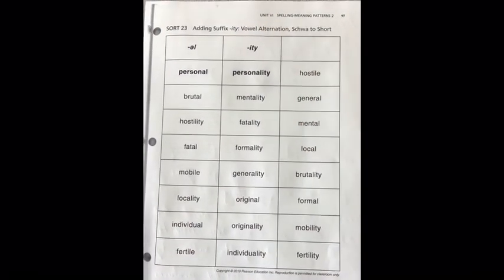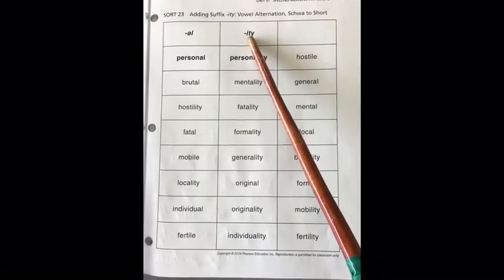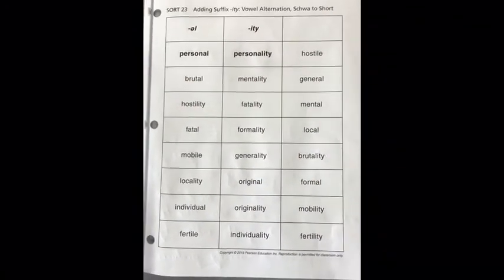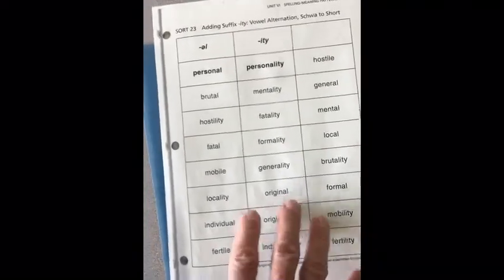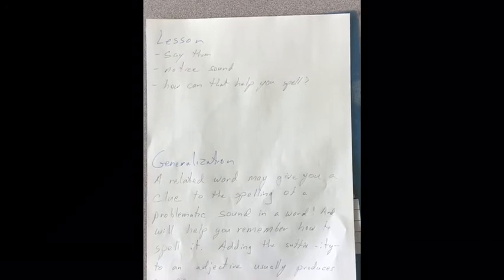Jenny? That's right, personality is a noun. You can have a personality. So when you add the ITY to a base word, it usually changes an adjective to a noun. Okay, let's look at the generalization. There it is. A related word may give you a clue to the spelling of a problematic sound in a word and will help you remember how to spell it. Adding the suffix ity to an adjective usually produces a noun. And I have a picture of that too, so you can copy it.